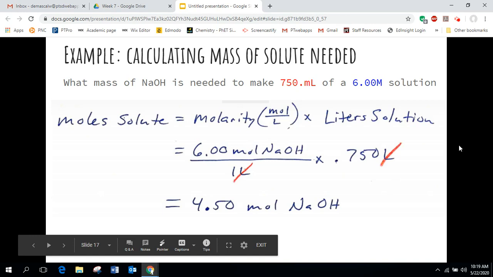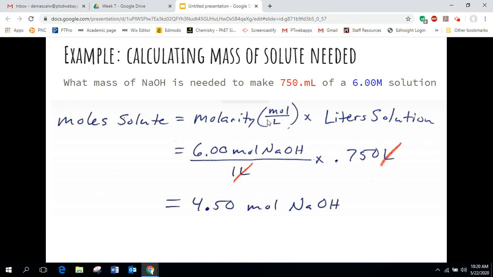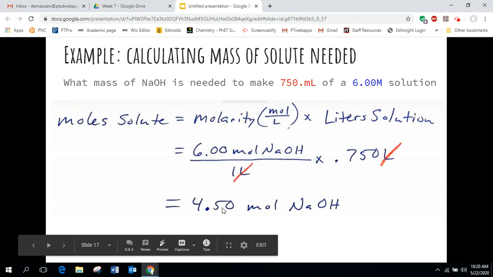Now, let's plug our numbers in. Molarity, moles per liter, 6.00 moles of NaOH per liter of solution. That's what the M here stands for. Moles of solute, sodium hydroxide, per liter of solution. Multiplied by our volume, 0.750 liters, and you can see your liters cancel. If you write out molarity as moles per liter, your liters cancel. And you end up with 4.50 moles of sodium hydroxide.